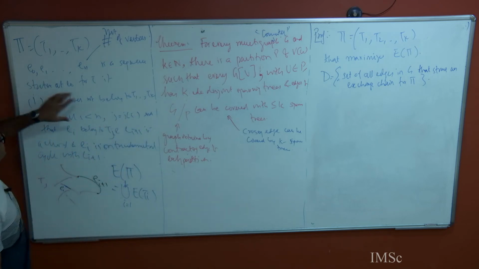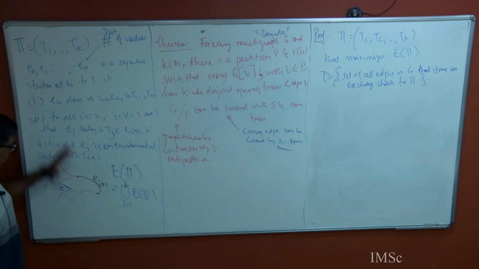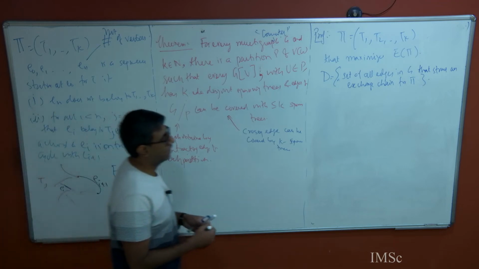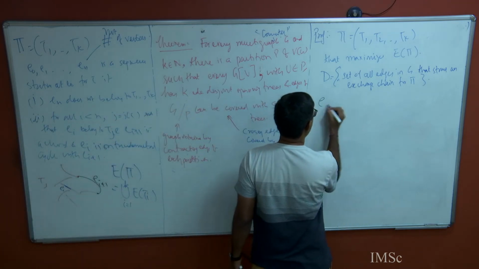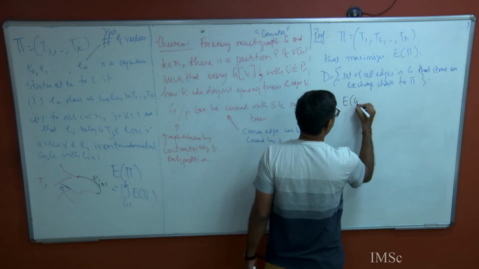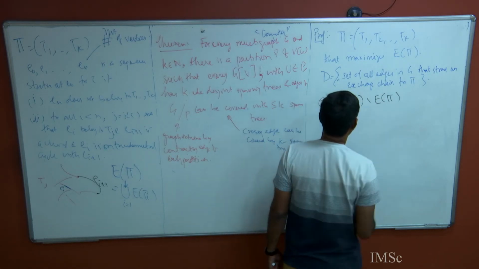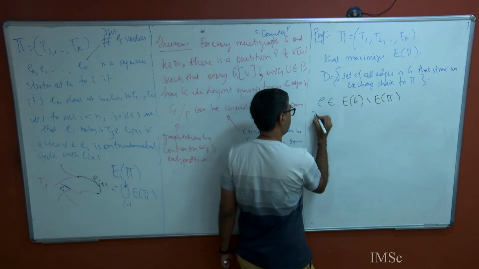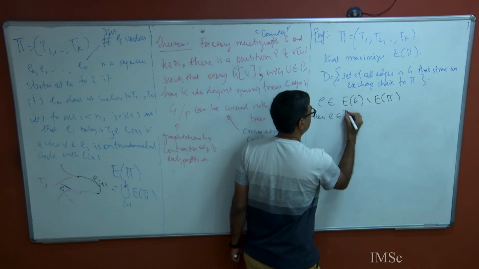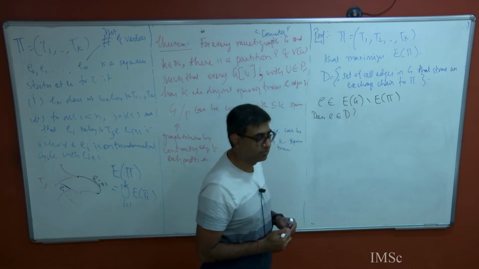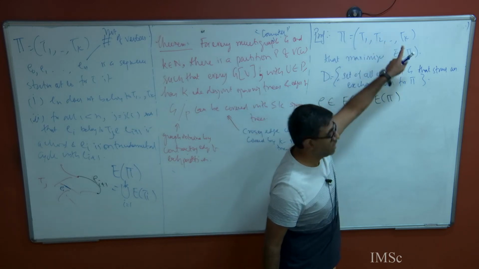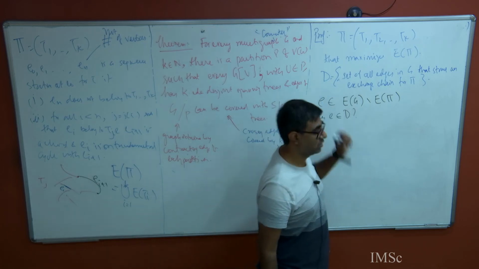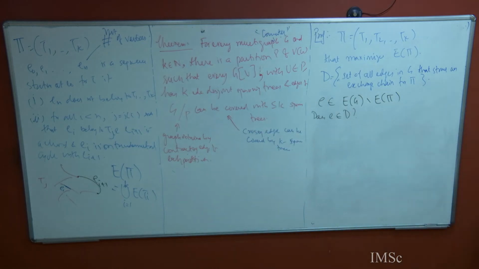It's a sequence starting at some edge if this property holds. Now look at an edge E that is in E(G) minus E(pi). Does E belong to D? That's the question. Look at an edge that does not appear on any of these spanning trees. Does it imply that E belongs to D? Yes or no?